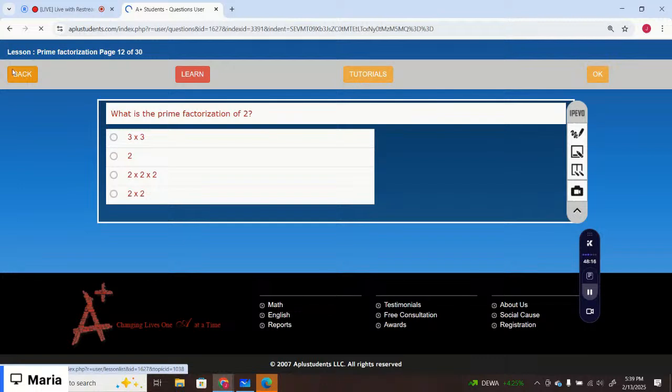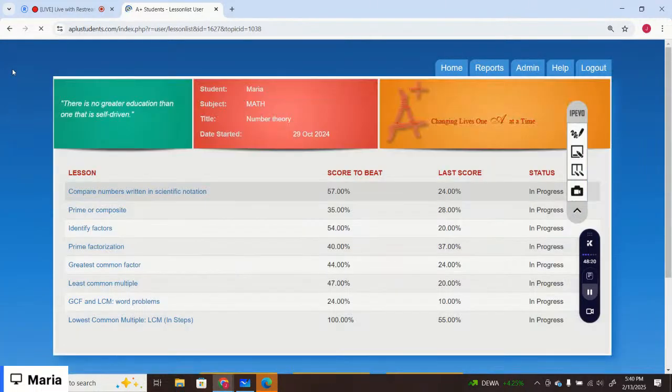So we were working on grade 6 math. The chapter we're working on is number theory. The lessons we have covered today are compare numbers in scientific notation, prime or composite, identify factors and prime factorization. Please make sure before the next session you complete all the practice questions for the lessons we just did. That is your homework until the next session.